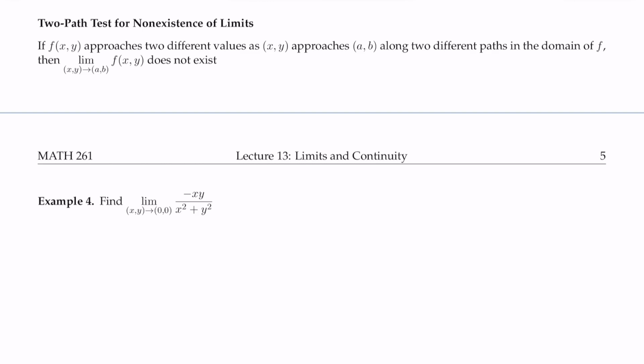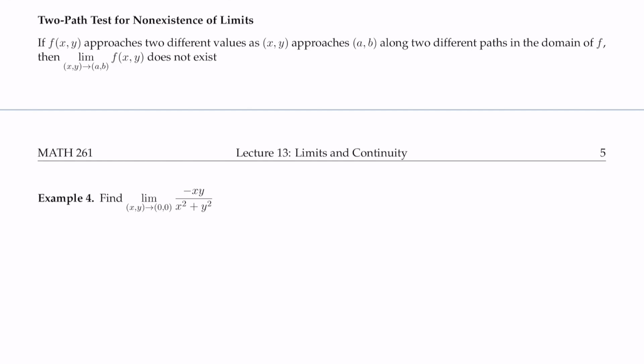There are situations where the limit will give you the indeterminate form of 0 over 0 when you use direct substitution. In those cases, you may want to find another approach to determine the existence of limits. When that is the case, you can use something called the two-path test for non-existence of limits.